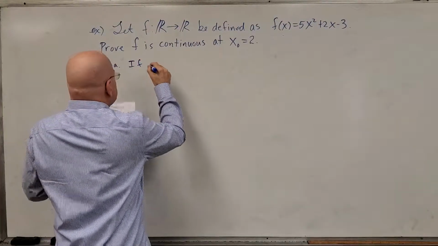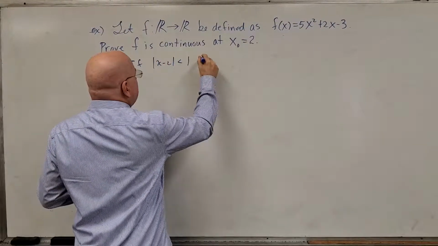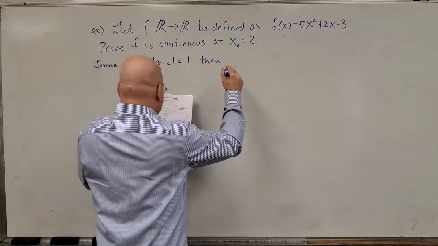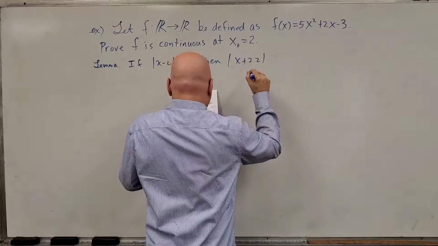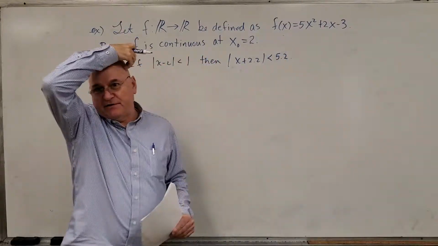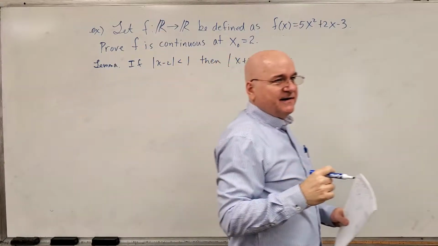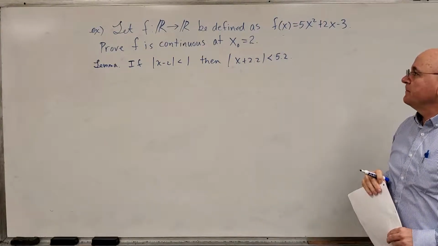And the lemma says that if |x - 2| < 1, then |x + 2.2| < 5.2. And I know that sounds very obscure, but you'll see why I want to prove this.